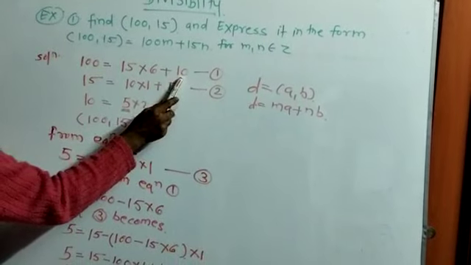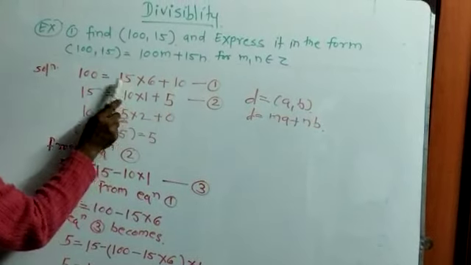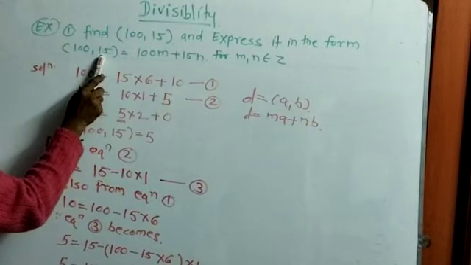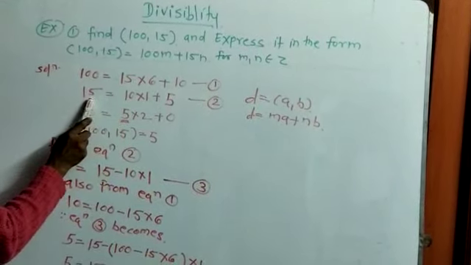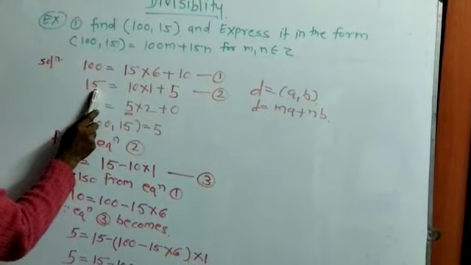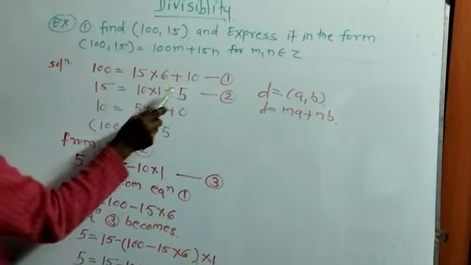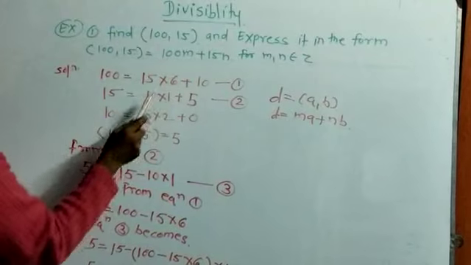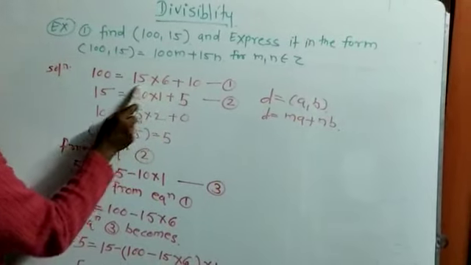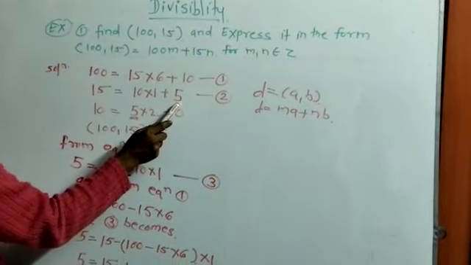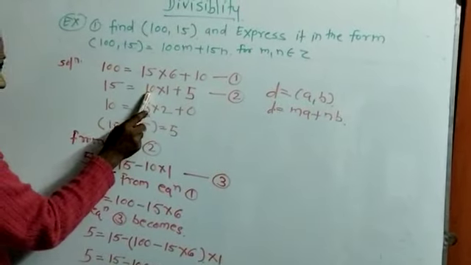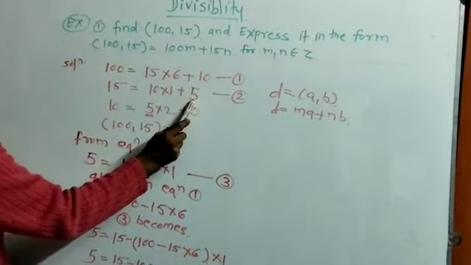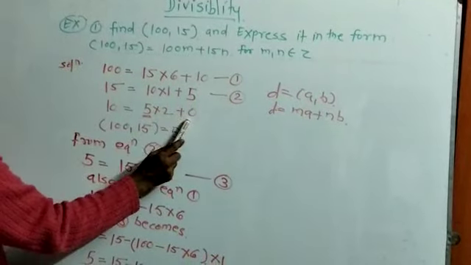Now what is the next step? We consider this 15, which means we have to find the GCD of 15 and 10. Therefore we carry this 15 here and write 15 in the form of this remainder: 15 equals 10 into 1 plus 5. Again here 5 is the remainder. Next, we write 10 equals this remainder 5 into 2 plus 0.